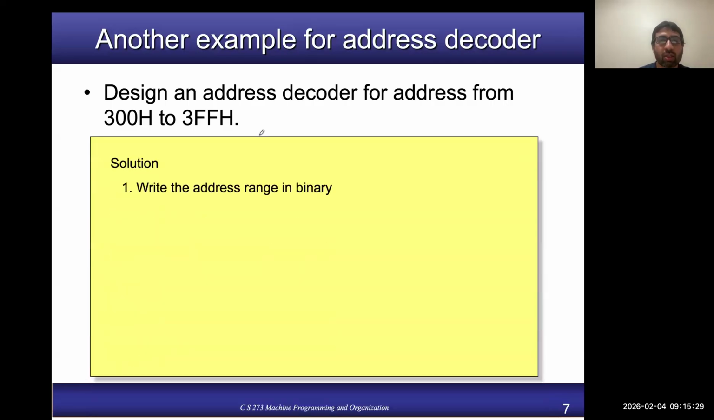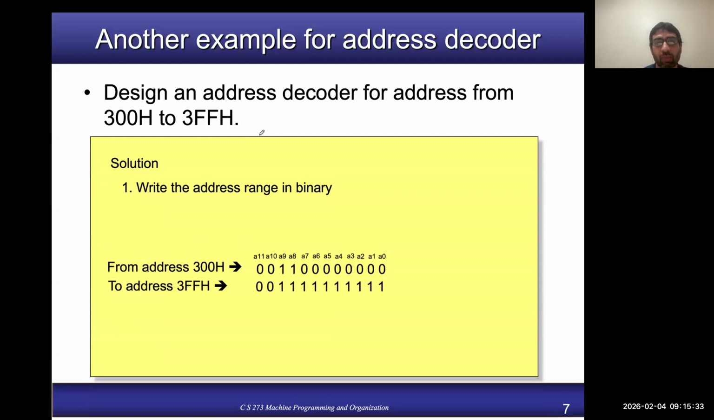So what is the first step? Write the address range, the minimum value and the maximum value, in binary form. What is the binary of 300 hexa? You remember how we convert: we replace every digit in the hexa form with 4 bits in binary. This is the 4-bit binary of 0 in hex, this is again the 4-bit binary of 0, and this is the 4-bit binary of 3 in hex.